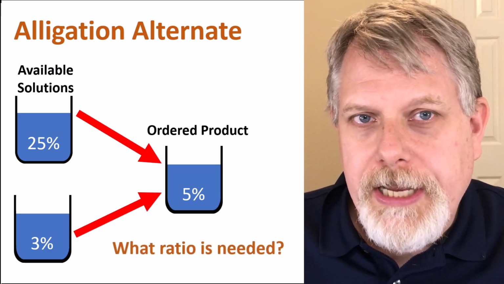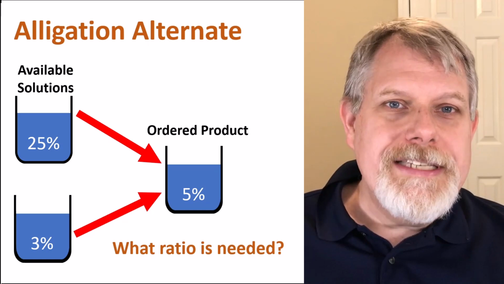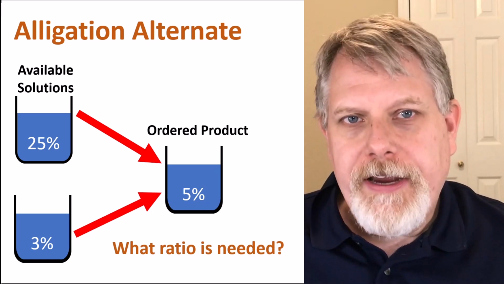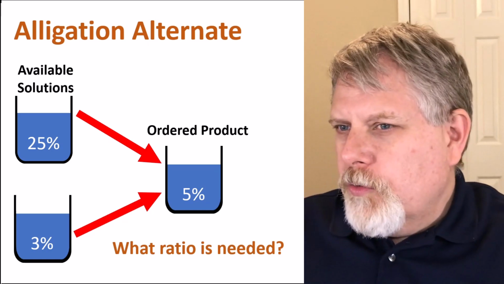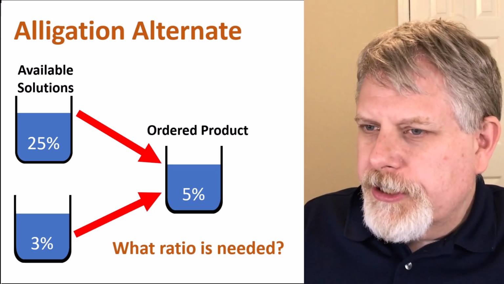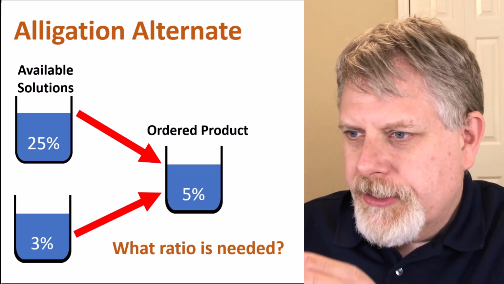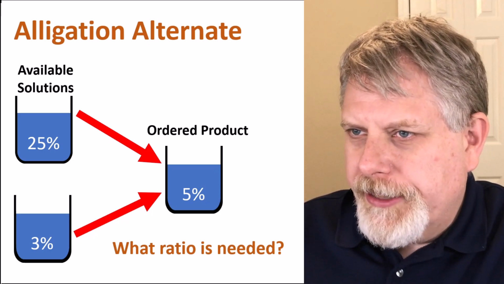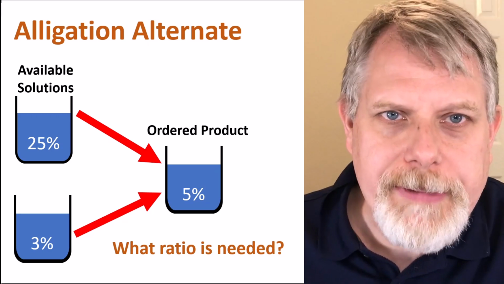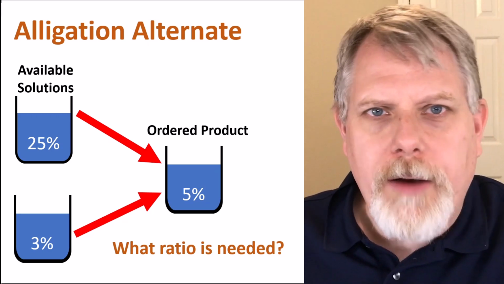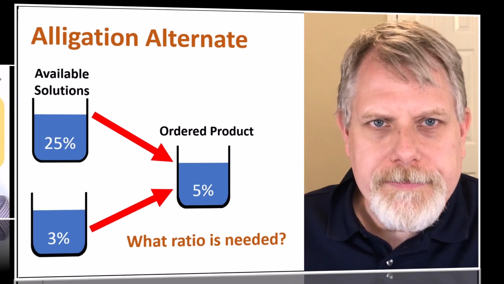So really the question becomes, what ratio is needed that will produce that 5% concentration? So how many parts of the 25% solution and how many parts of the 3% solution are needed to arrive at this concentration of 5%? And that's really what alligation alternate is about. These types of problems. So let's go ahead and take a look at an example.